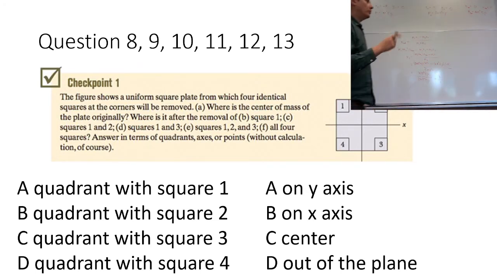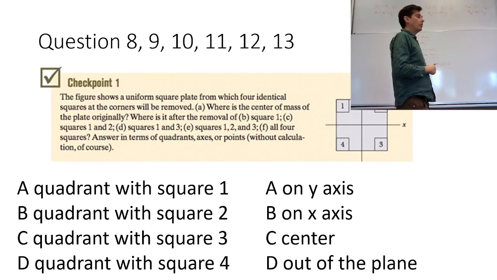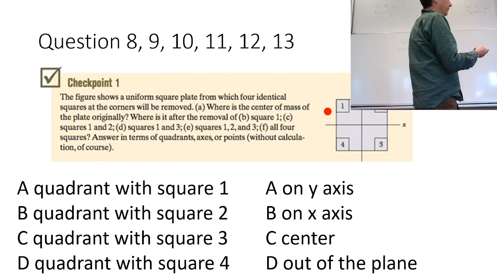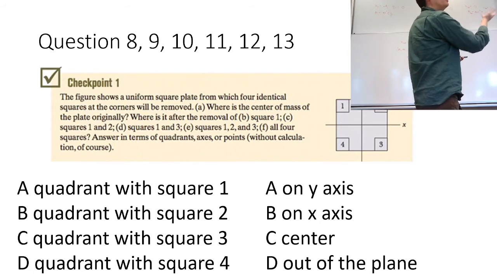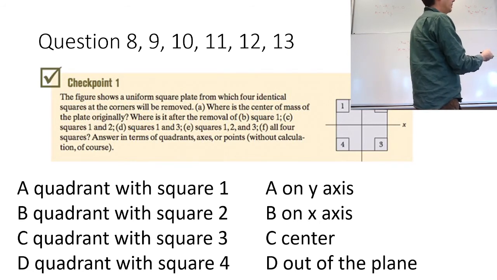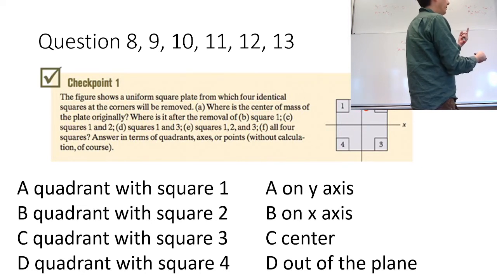What if you remove both squares 1 and 2? Maybe on the minus y-axis. Yeah, so you've cut away 1 and 2. So it's actually kind of symmetrical around y, right? So if you flip this along the y-axis, it's the same. So that means that it has to be somewhere along the y-axis. Well, it can't be in this way, right? Because obviously it's going to tip over if you put your finger under it. So it has to be somewhere around about there.